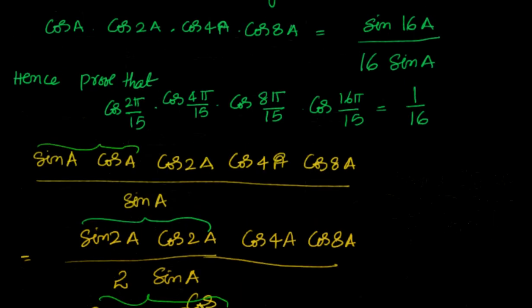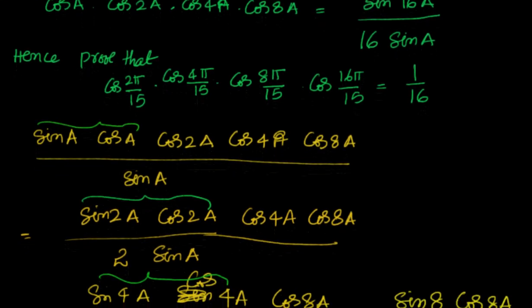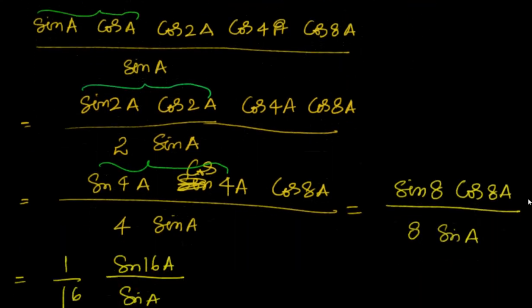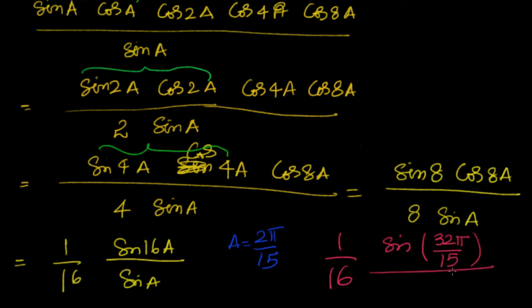Now what else we have to prove? We have to prove that a equal to 2 pi by 15, a, 2a, 4a, 8a. So it's in the same format whatever we know, and a is equal to 2 pi by 15. So what I will do now is I'll substitute that and I'll say what is the value, 1 by 16 into sine of 16 into 2 pi by 15, that is 32 pi by 15, divided by sine 2 pi by 15.